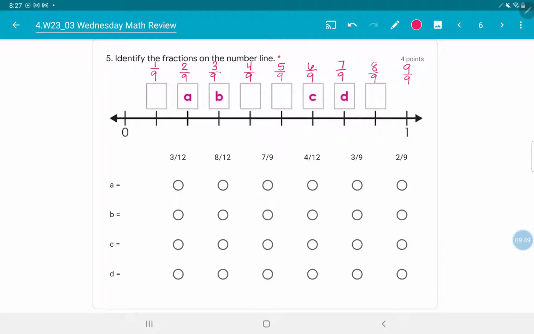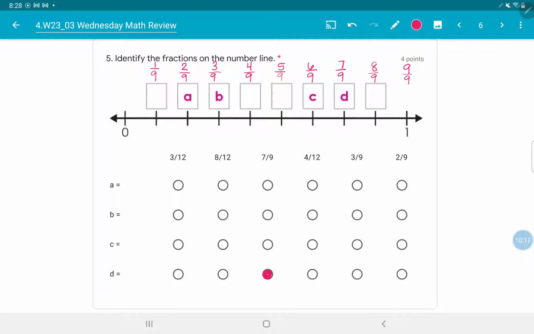All right, so let's look at our answer choices. First, we have 3/12. Does that make sense for what we have so far? No. Okay. 8/12. No. 7/9. Do we have one that's 7/9? Yes. Which one is 7/9? The D. So D, we can go ahead and mark D as 7/9. But there's not a 6.